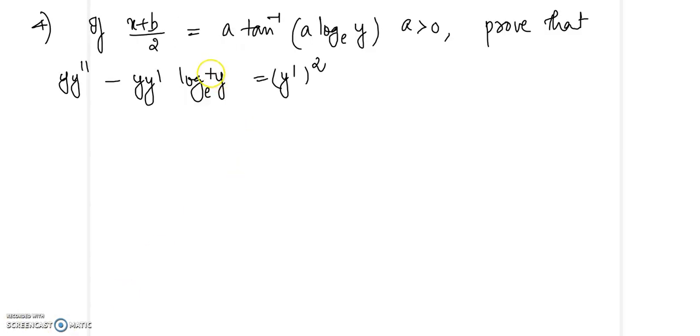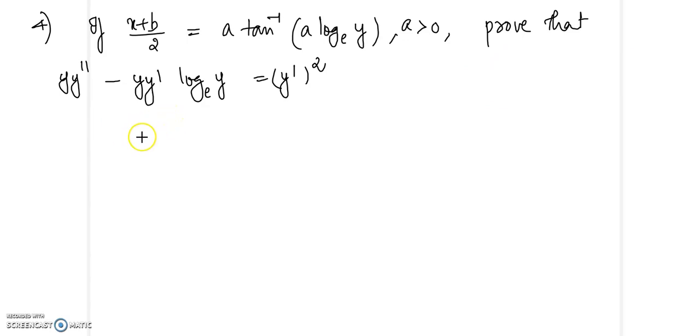Let us look at one more problem. If we are given x plus b by 2 equal to a tan inverse of a log y, where a is greater than 0, we need to prove that y double dash minus y dash log y is equal to y dash square.